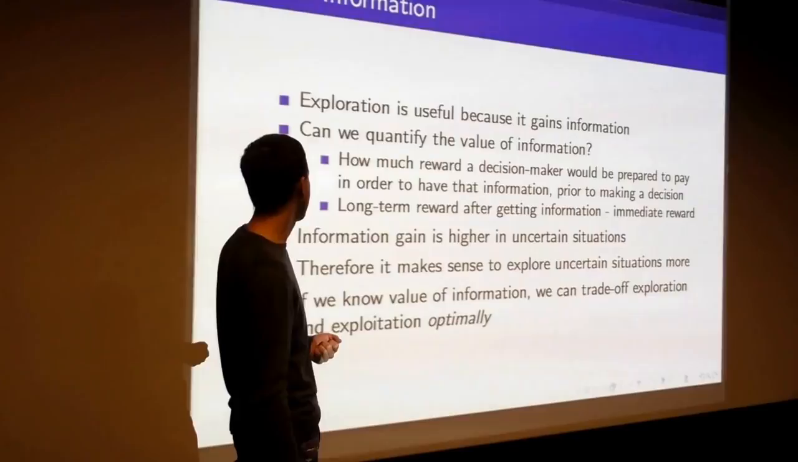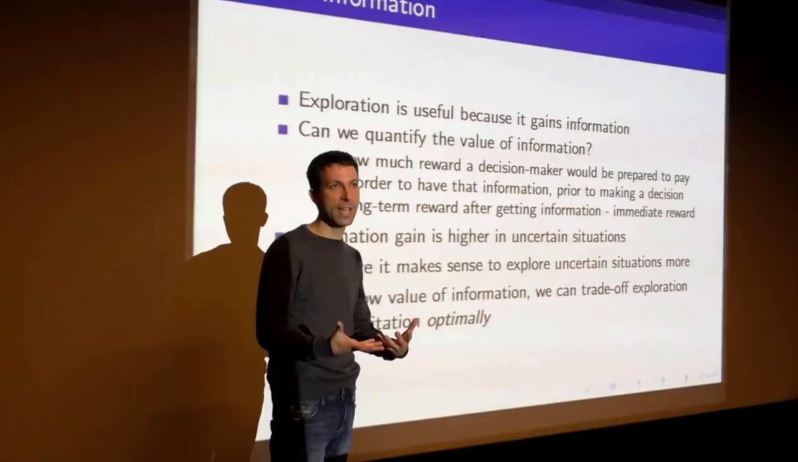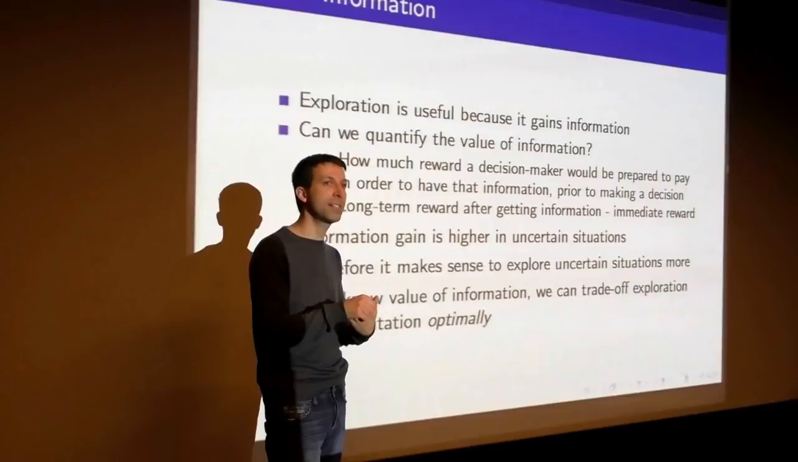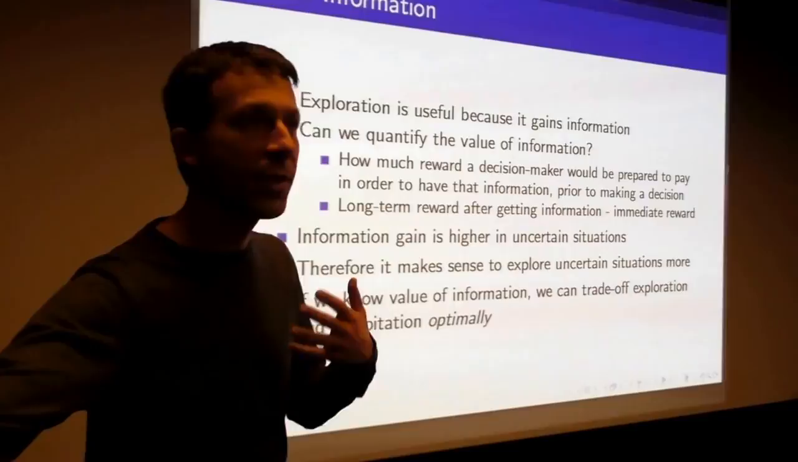So what we want to do is to explore uncertain situations more, but we want to do this optimally. We really want to figure out what's the perfect way to balance exploration and exploitation. Everything we've seen so far, in some sense, is a heuristic. Upper confidence bounds, it's a heuristic. Thompson sampling, it's a heuristic. In the more complicated cases, those heuristics start to break down, particularly when we start to look at full MDPs. So what's the real best way to trade off exploration and exploitation?